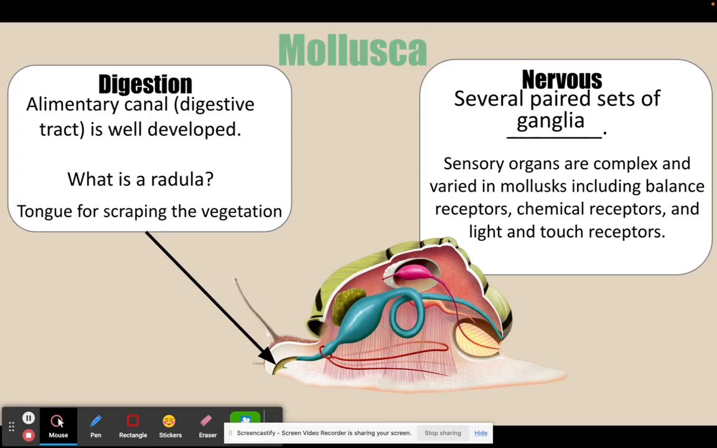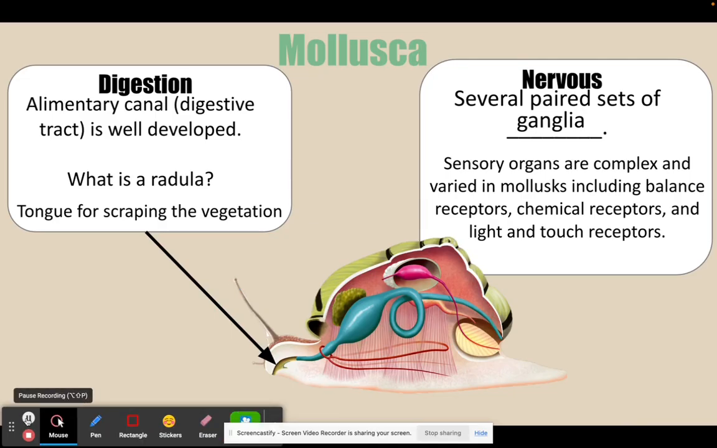They are complex and varied. They include balance receptors, which help the squid swim in a direction and also keep them balanced. Same thing with an octopus. They also have chemical receptors and light receptors. The squid and the octopus do have eyes, but in this snail, for example, the light receptors are up here. They're not eyes, but they're a way for them to sense things as well as feel things.